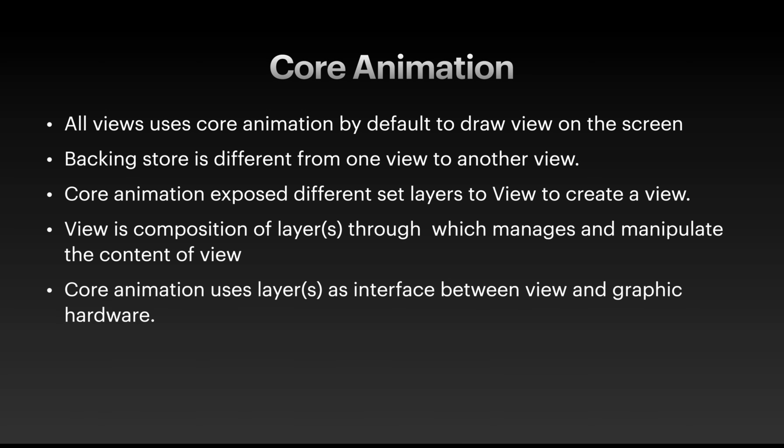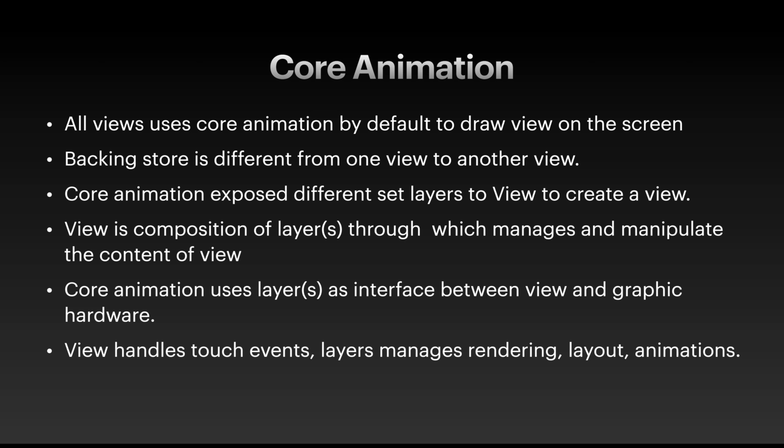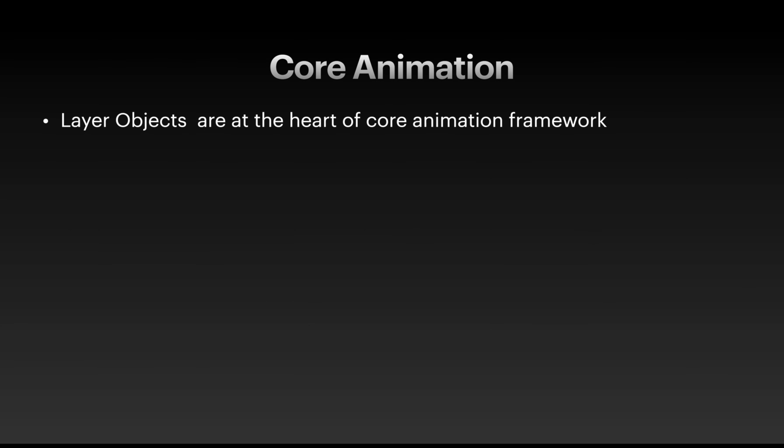So Core Animation uses layers as the interface between the view and the graphic hardware. The view handles touch events, while the layer manages rendering, layout and animations. The view is associated with the layer, and the view handles the touch events, but the layer cannot handle touch events. The layer only manages the rendering and layout of the views, and animations. So layer objects are at the heart of the Core Animation framework.